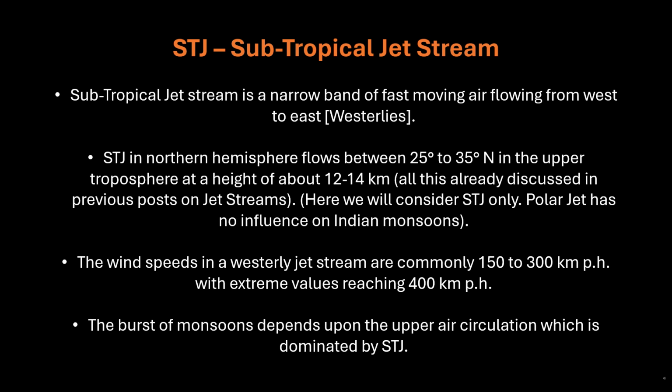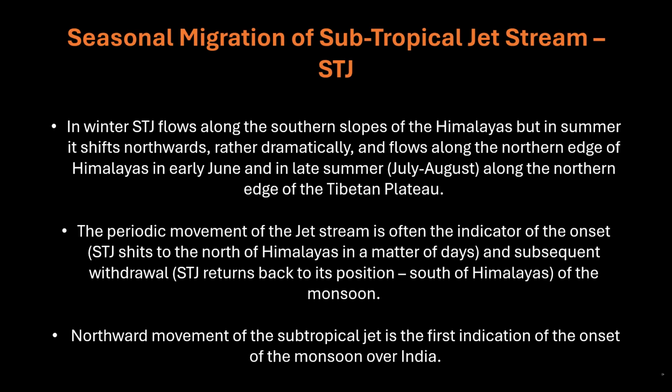The wind speeds in a westerly jet stream are commonly 150 to 300 km/h, with extreme values reaching 400 km/h. The burst of monsoons depends upon the upper air circulation which is dominated by STJ. Seasonal migration of subtropical jet stream, STJ. In winter STJ flows along the southern slopes of the Himalayas, but in summer it shifts northwards, rather dramatically, and flows along the northern edge of the Himalayas in early June and in late summer, July-August, along the northern edge of the Tibetan Plateau. The periodic movement of the jet stream is often the indicator of the onset.